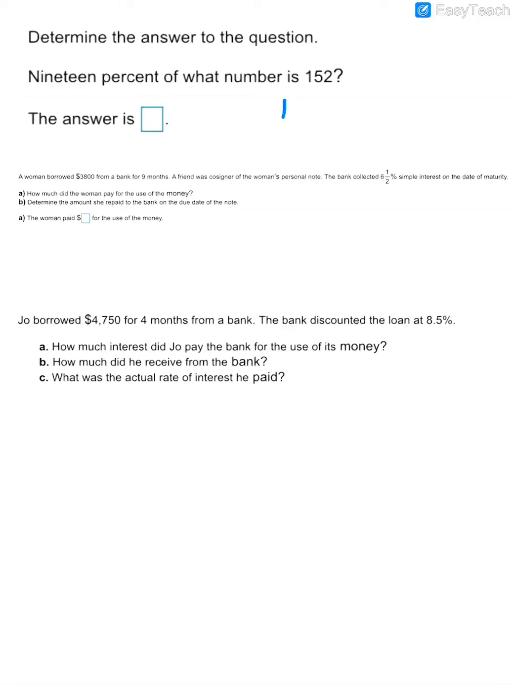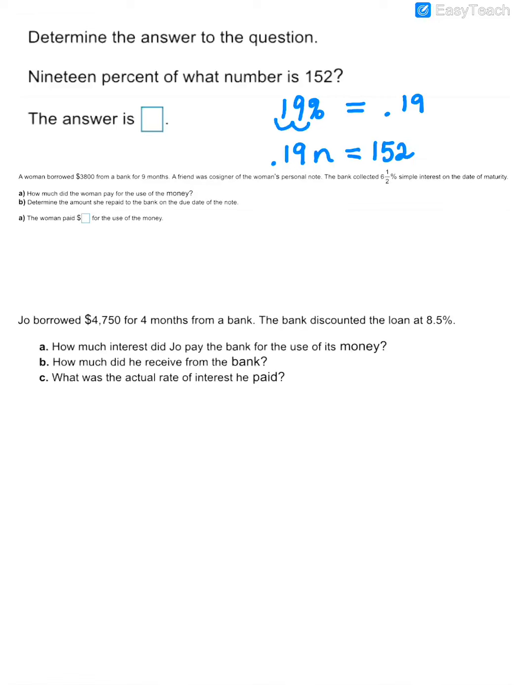So first of all, anytime you have a percent, you want to always change it into its decimal. The way that you do that is you drop off the percentage sign and you move the existing decimal 2 places to the left. So that would represent the decimal for 19%. Now we're saying 19% of what number? We don't know that number. We'll just say it's n. And they want to know what is equal to 152.